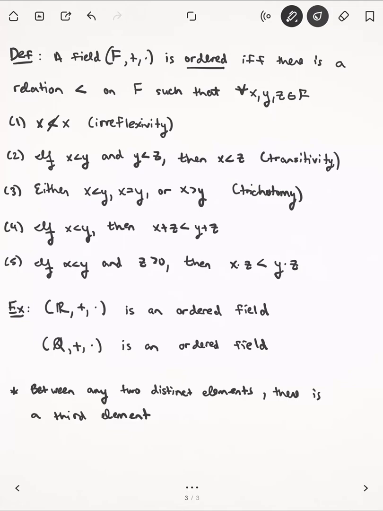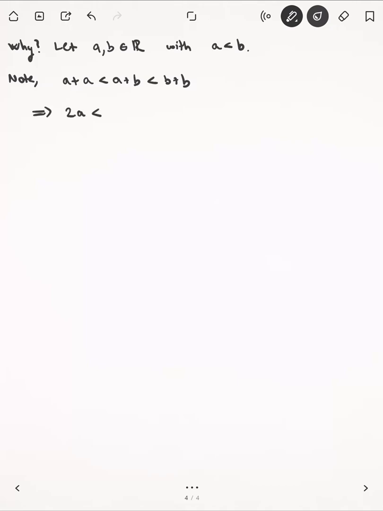So that's cool. Well, let's see why that is. So why? Let a, b, say, be real numbers with a less than b. And I want to prove that there's a number between a and b. Well, note a plus a is going to be less than a plus b, and a plus b is going to be less than b plus b. That is, 2a is going to be less than a plus b, which is less than 2b. Which tells me that between a and b, I have this number 1/2 (a plus b).